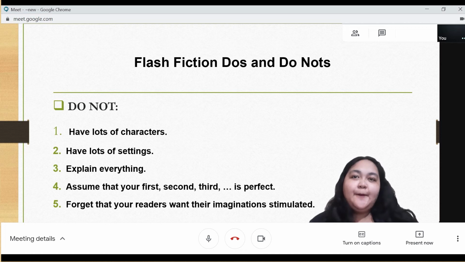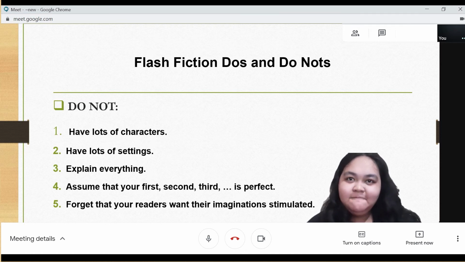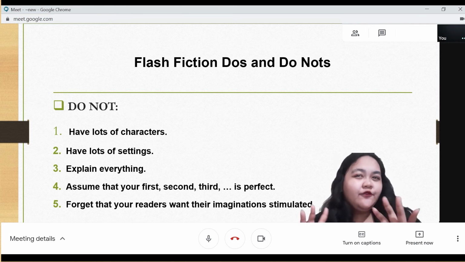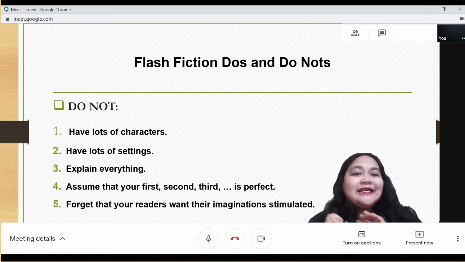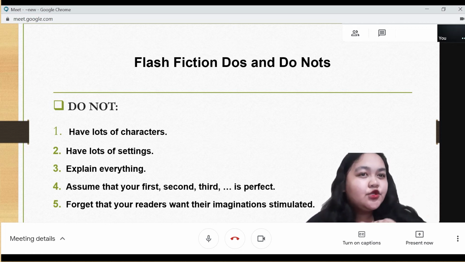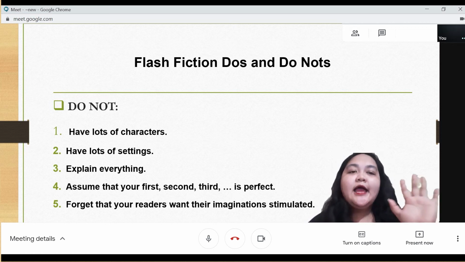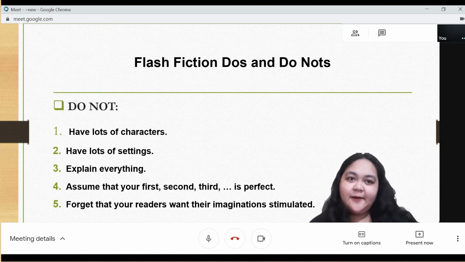Don'ts meaning have lots of characters. Avoid that. Do not have a lot of characters. Do not have a lot of settings. Do not explain everything. Again, this is a flash fiction. You are going to write your story concisely and do not explain everything.